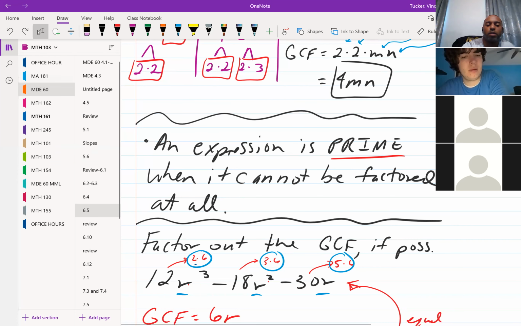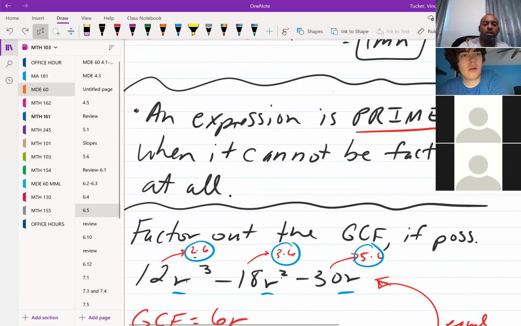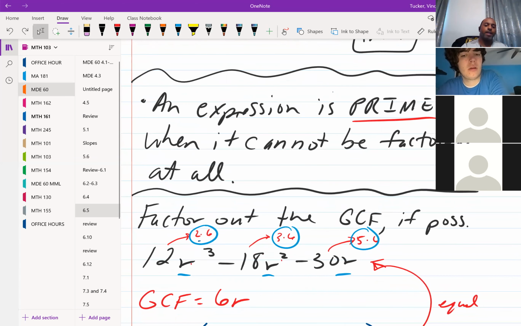All right. So when I look at the GCF, like I said, I do want to try to condition us to not have to break them all the way down. And so in this case, let's look at the 12, 18, and 30. 12 is 2 times 6. That's what I have in the blue circle. 12 is 2 times 6. 18 is 3 times 6. 30 is 5 times 6.